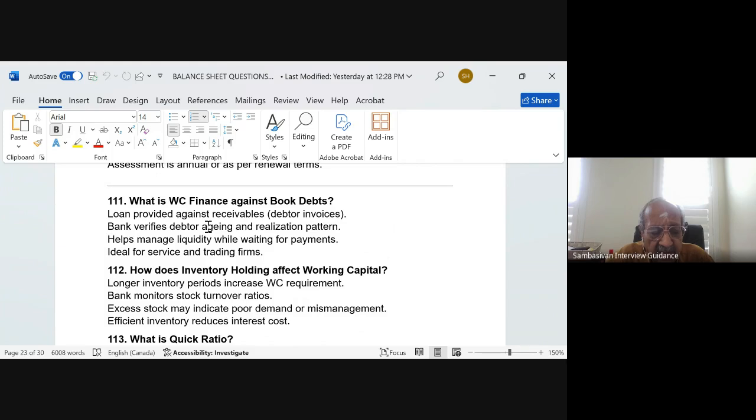But there is a problem for our company who is supplying goods, the manufacturer. So what he will do, he will prepare a list of sundry debtors, that is people to whom he has provided goods on credit, with the date on which it is given, amount and all that. Giving that statement, bank will be giving finance. So that is known as debtors limit.